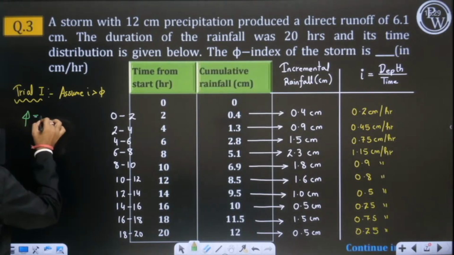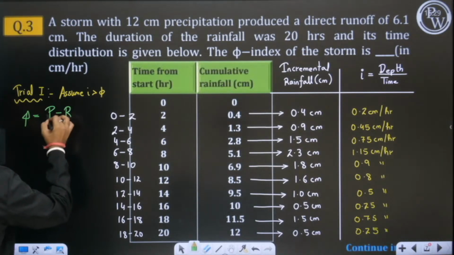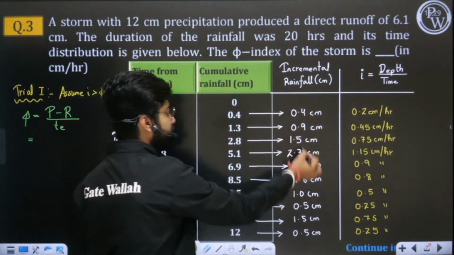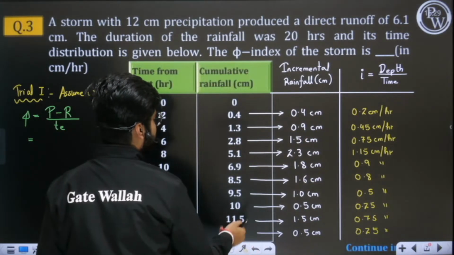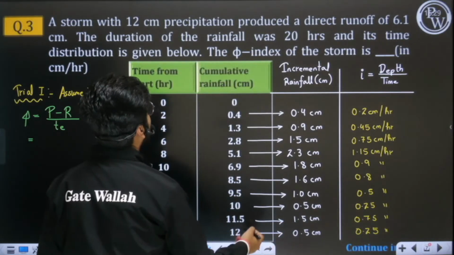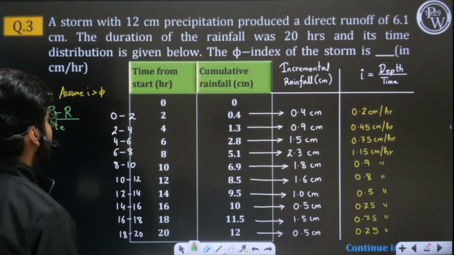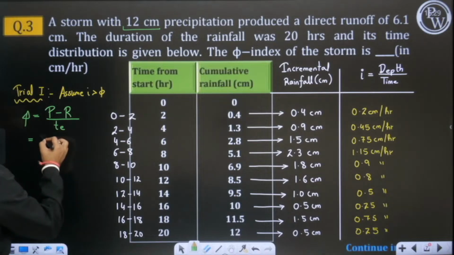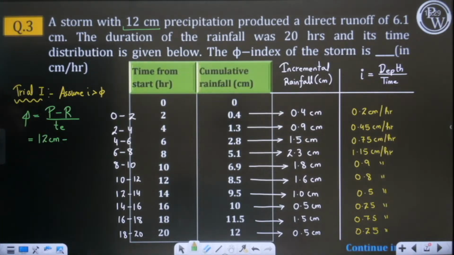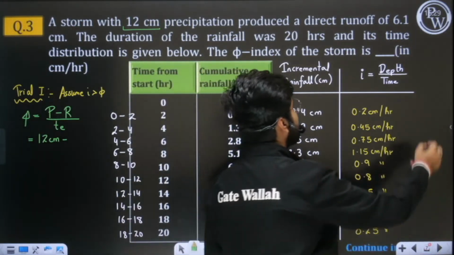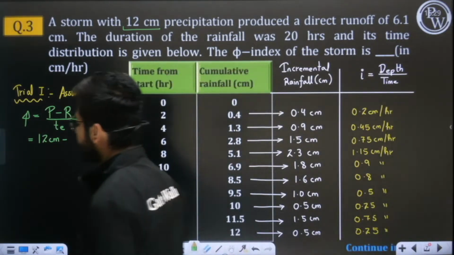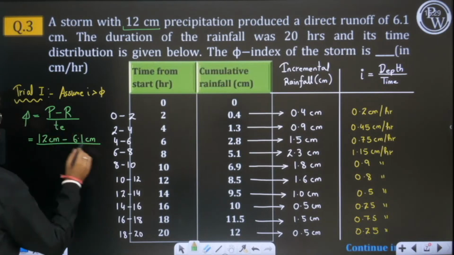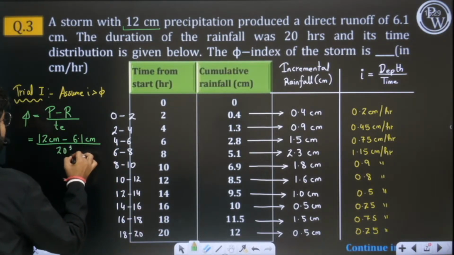The formula for phi is total precipitation minus runoff upon excess time. Now for total precipitation, the sum is given to you already in the question as 12, so we will write 12 centimeter here. And runoff, which you can see here, is 6.1. So we'll subtract runoff from total precipitation and divide it by the total time. Total time is 20 hours.